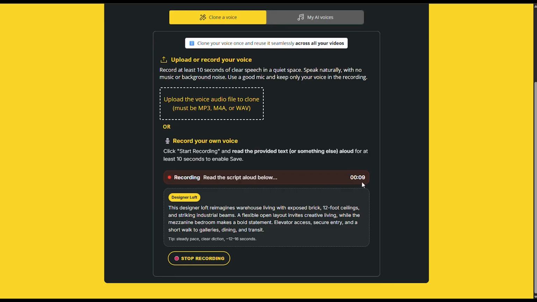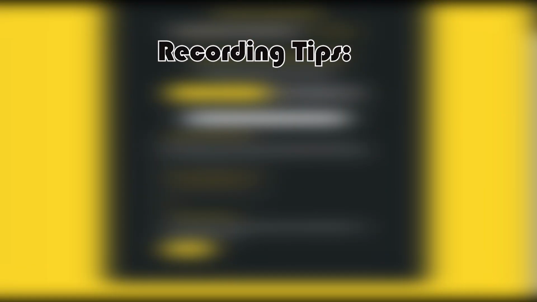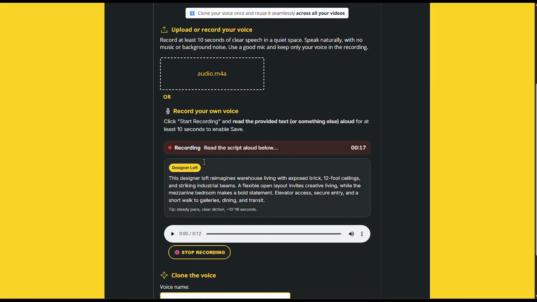Step 3. Recording tips. For the best results, make sure your audio quality is clear. Less background noise means a more accurate and natural cloned voice. Step 4. Save and review your recording.